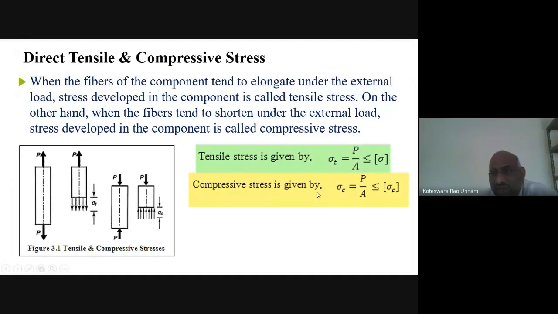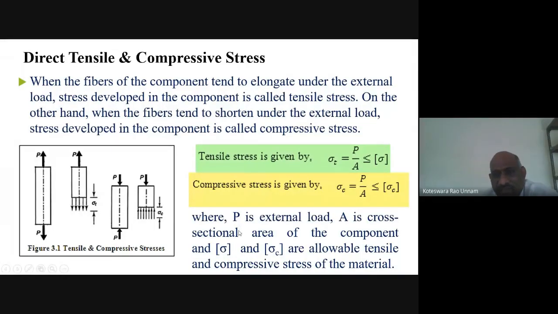Similarly, in case of compressive stress, if the component is subjected to a compressive force, then compressive stress will be induced, and the magnitude of the compressive stress can be given by P by A again, where P is the applied compressive load and A is the normal cross-sectional area of the section. Then P by A will give you the induced stress value. Now we'll take this induced stress value and compare it to the allowable compressive strength. Here sigma C is nothing but the allowable compressive strength of the material divided by the factor of safety.